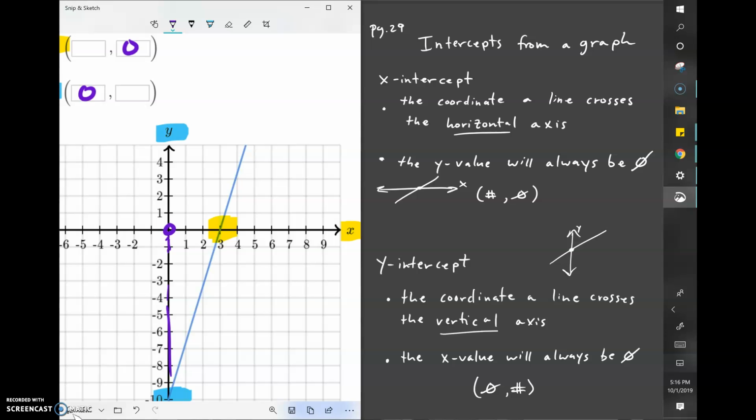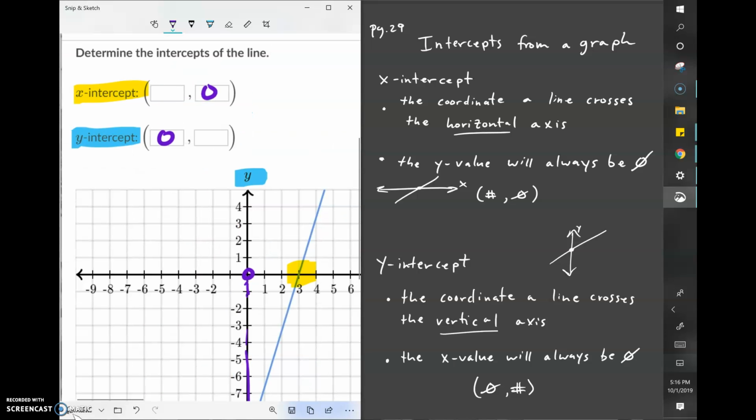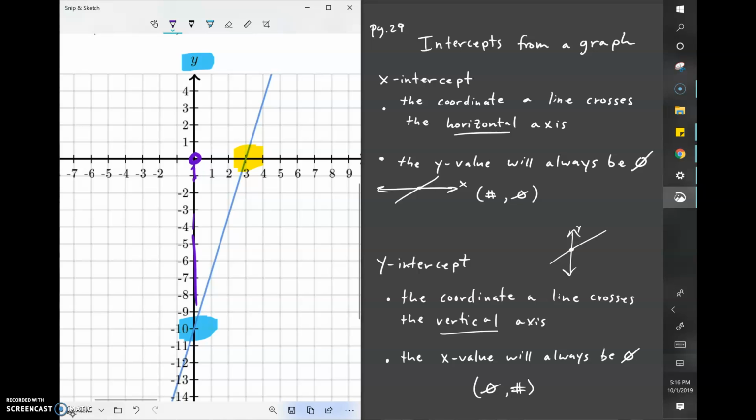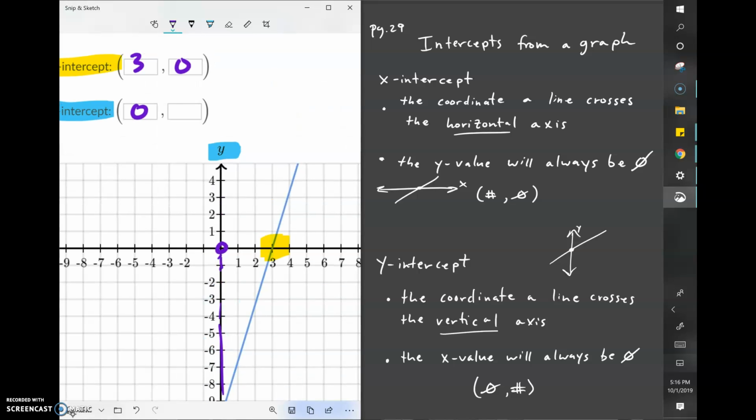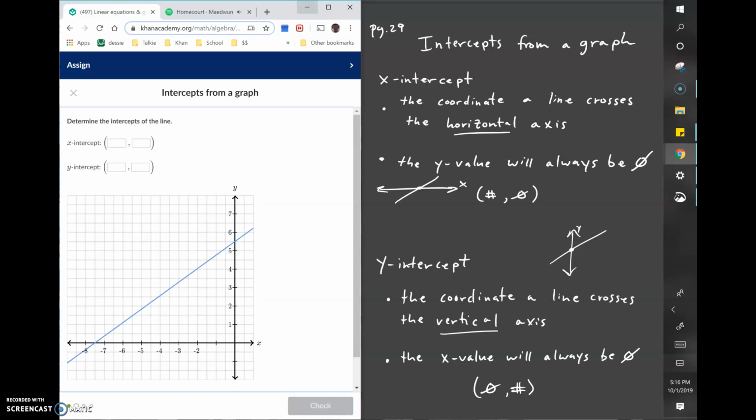And now I'm essentially just typing in where that line's crossing the x. So the x-intercept is crossing at 3 for the x. So the x-intercept is 3 for x, comma 0 for y. And the y-intercept down here is crossing at 0 for x, and then negative 10 for y. And then we can go ahead and type that in. And essentially that's it. That's about as easy as it gets.